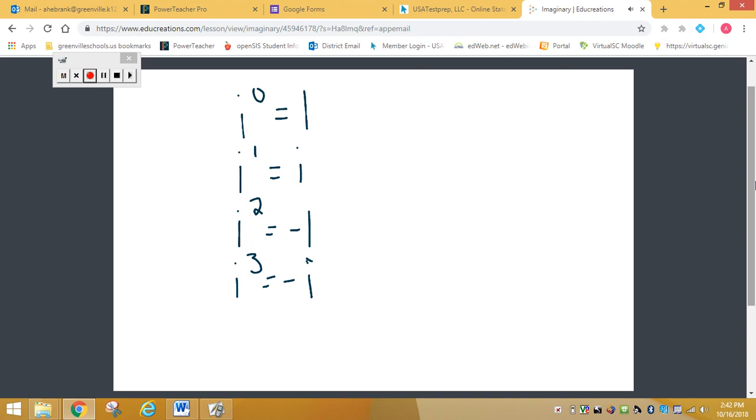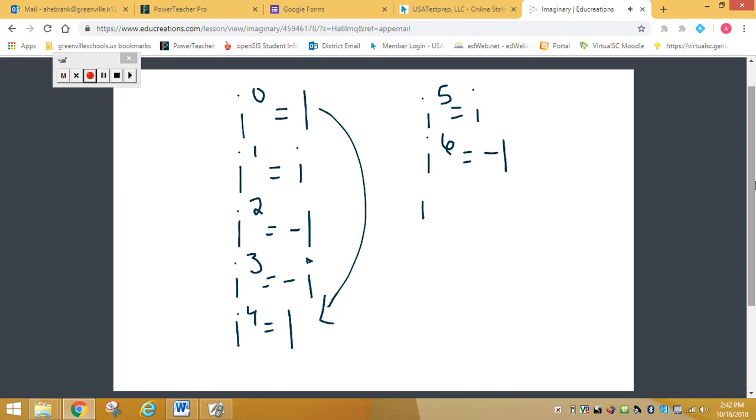And then the cool thing about this is it repeats. These four things that i equals keep repeating. So if I wanted to go i to the fourth, it'd be 1. And i to the fifth would be i. i to the sixth would be negative 1. And i to the seventh would be negative i. So you see this is a pattern, and it's just going to keep repeating.